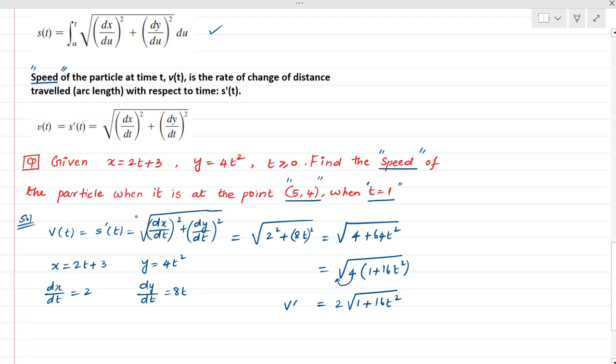This is in terms of t. So in order to find it at the point when t equals 1, therefore the speed is equal to 2 times the root of 1 plus 16 times 1. So which is equal to 2 root 17. You can put this into the calculator. The value will be 8.25 meters per second. So this is the velocity.